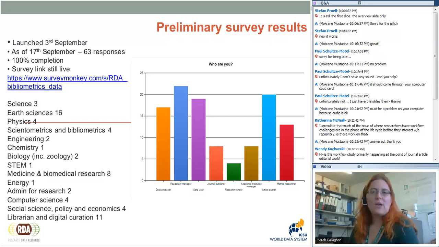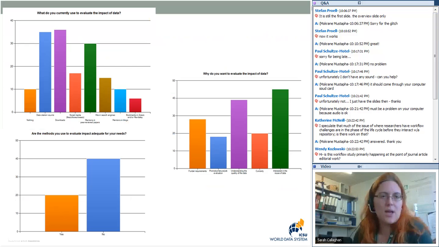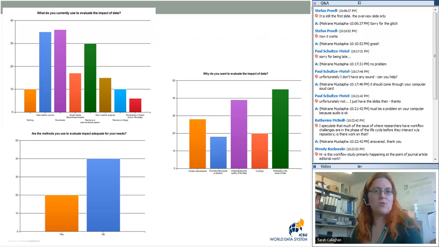So as I said, we started off by asking people who they were and how long they'd been doing research in their area and what area of research they were in. And then we moved to ask them questions on how they currently evaluated the impact of their data. And these could be things like data citations, data downloads, counts, mentions in social media, that sort of thing.